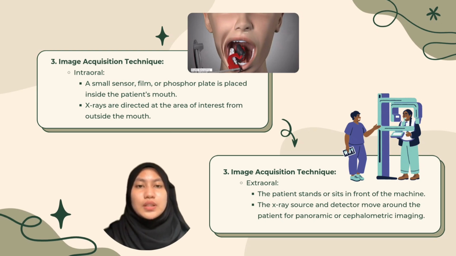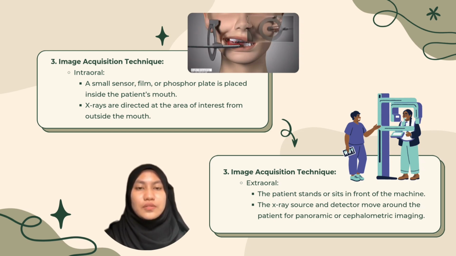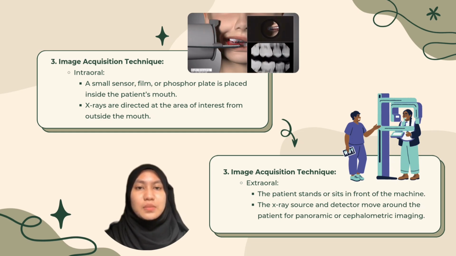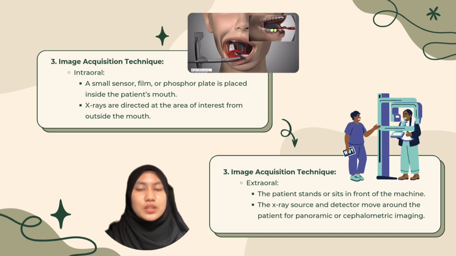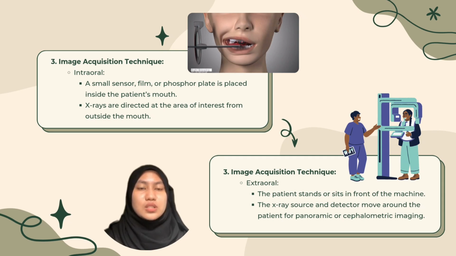Moving on, I will discuss the two key image acquisition techniques used in dental imaging, which are intraoral and extraoral techniques. Let's start with the intraoral technique first. A small sensor, film, or phosphor plate is placed inside the patient's mouth, and then X-rays are directed at the area of interest from outside the mouth. This method is commonly used for detailed imaging of individual teeth or specific areas. For better detail, you can watch the video that I attached in this slide.